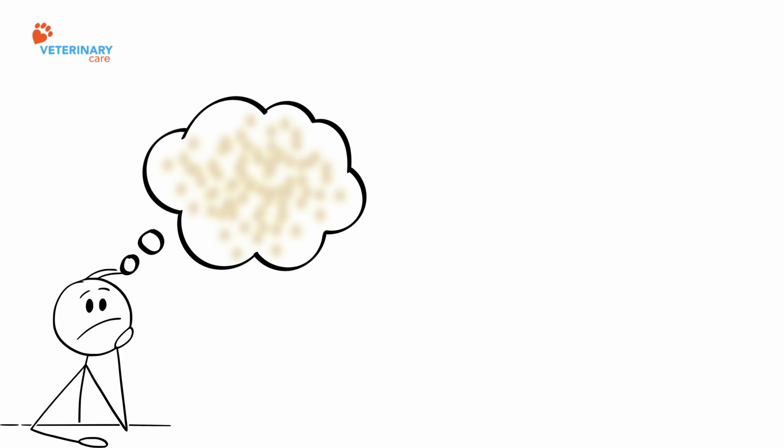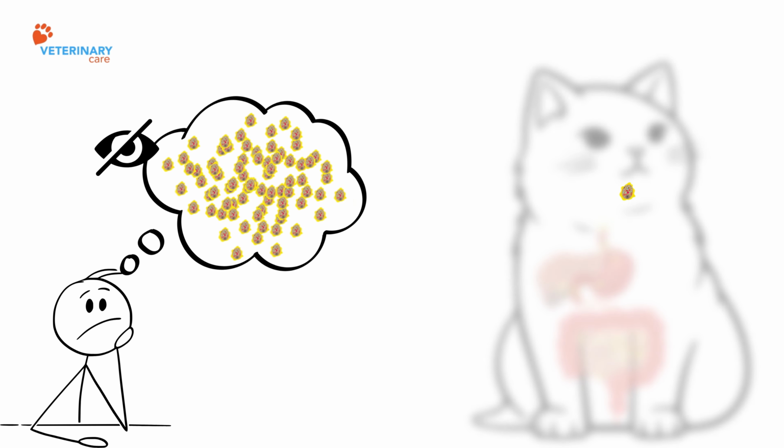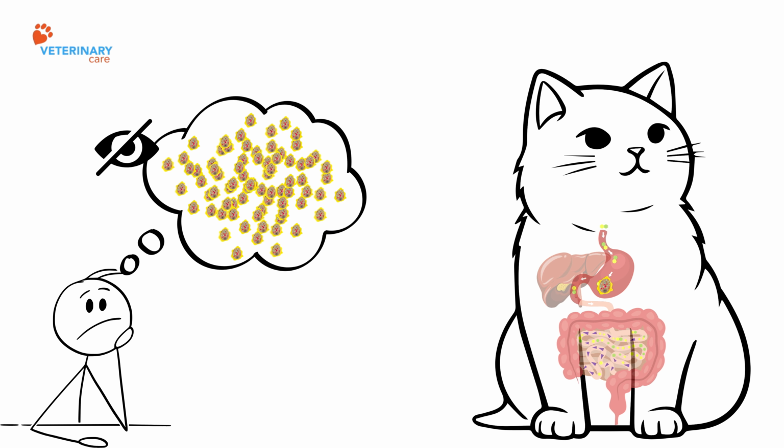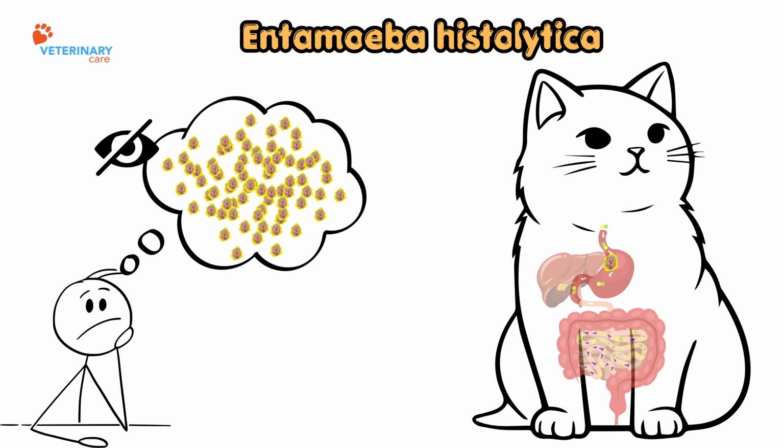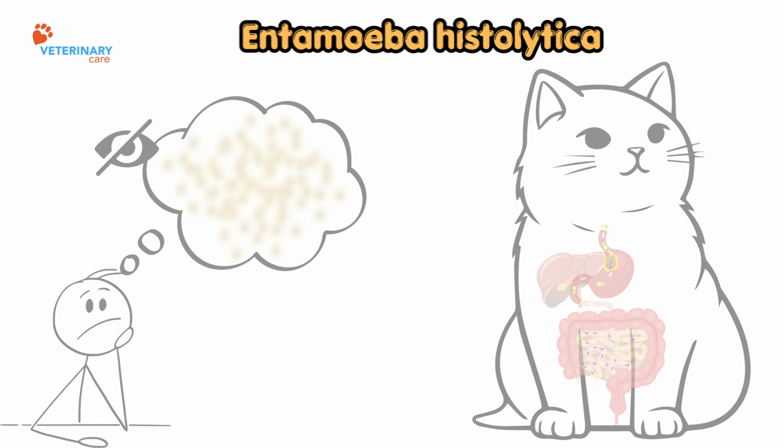Imagine a tiny parasite that cannot be seen with the naked eye, yet it can enter an animal, damage the intestine and, in severe cases, reach the liver. This parasite is Entamoeba histolytica. Let us understand it step by step.